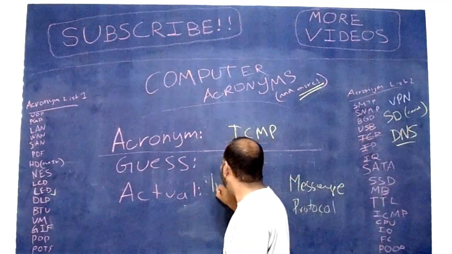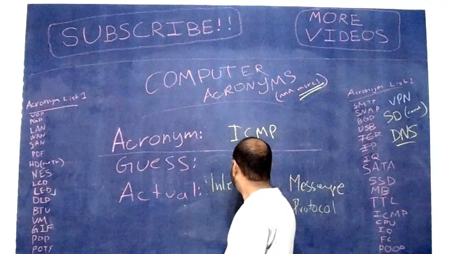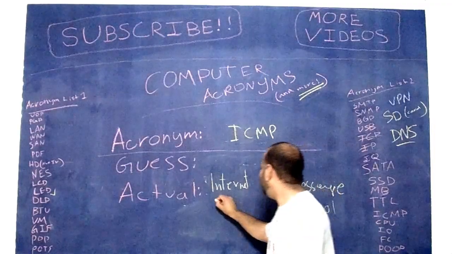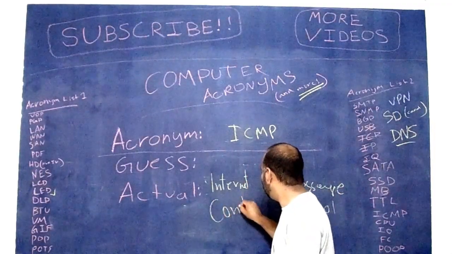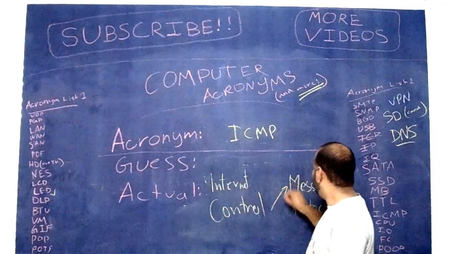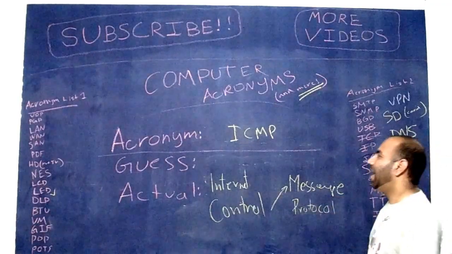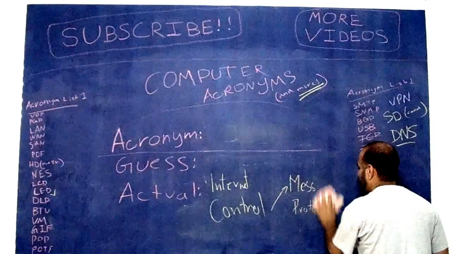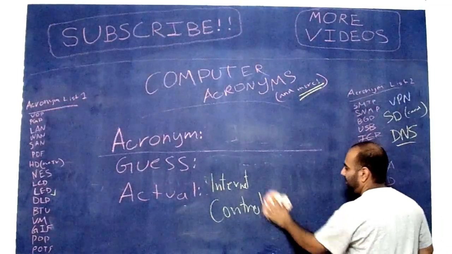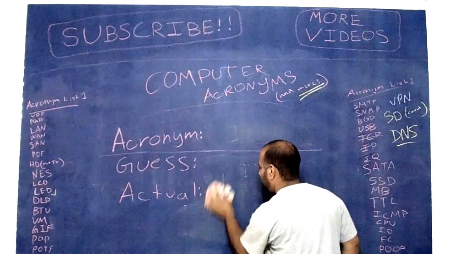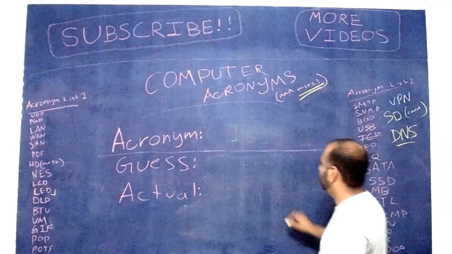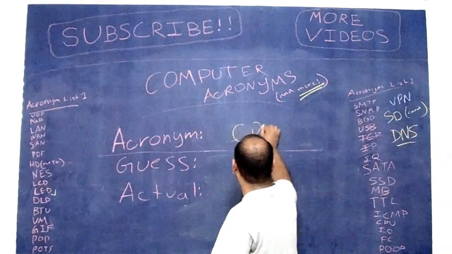So what it says is Internet Control Message Protocol, ICMP. So when information is transferred over the internet, computer systems send and receive data using the TCP or IP protocol. It's interesting.